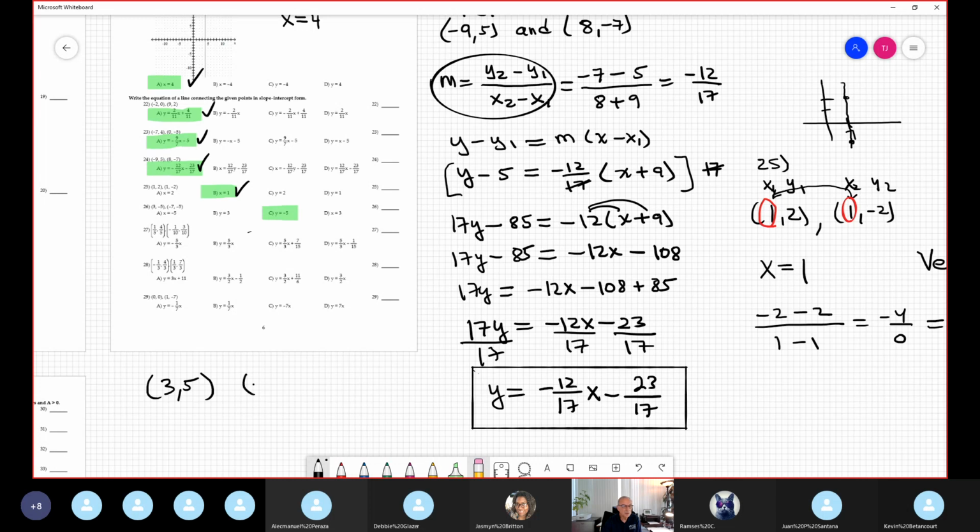And -7. Wait. -5, sorry. 3, -5. And -7, -5. And as I can see, -5 is repeated. Now, when you compute the slope, and you're subtracting, this is Y1, and this is Y2.